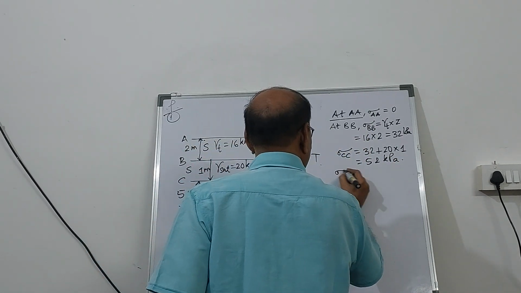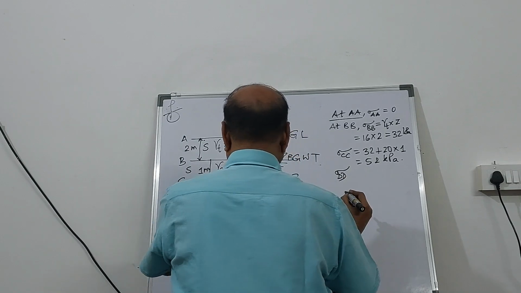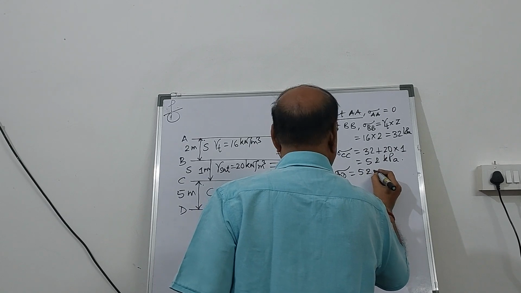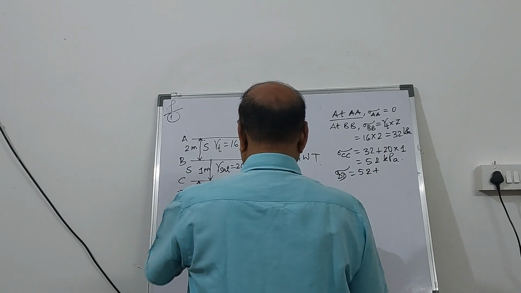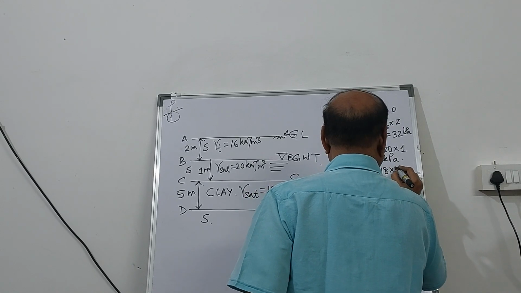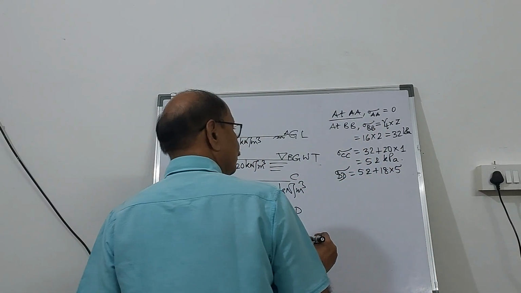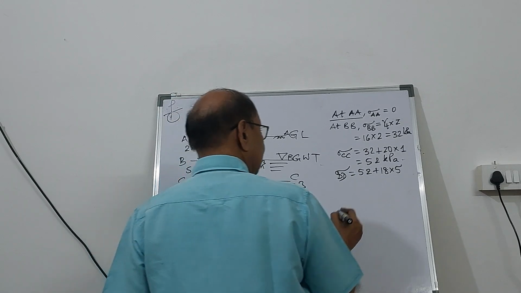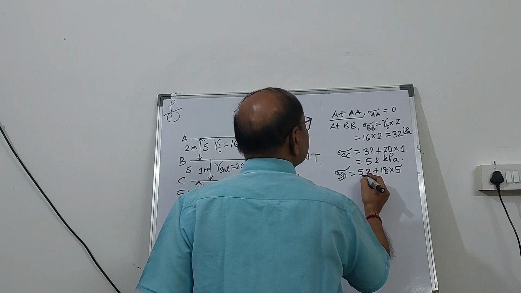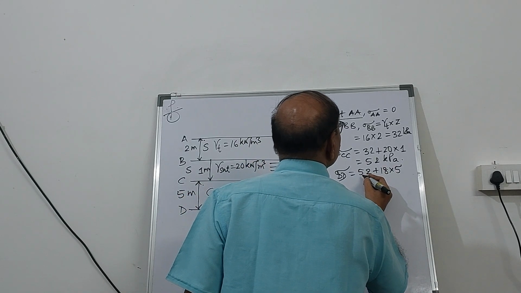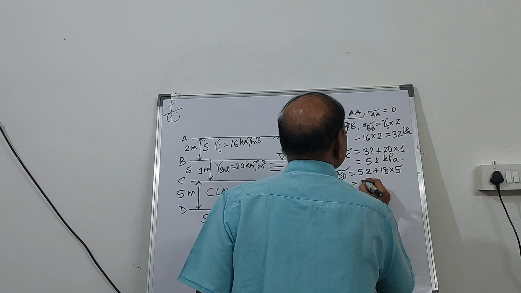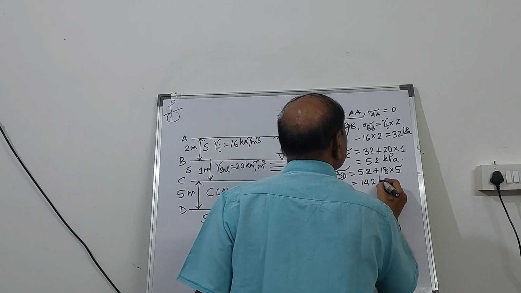Similarly, at DD, at this level, you can find it out. It is 52 up to CC plus, now what is the value of gamma saturated? It is 18 multiplied by 5 meter, so Z equal to 5. So 18 into 5 becomes 90. 90 plus 52 becomes 142 kilopascal.